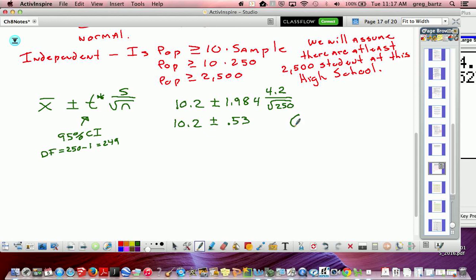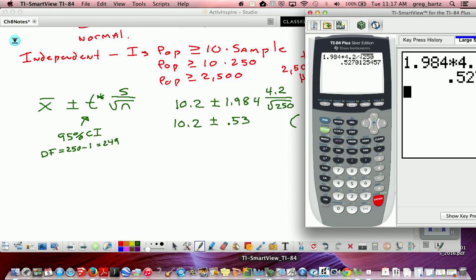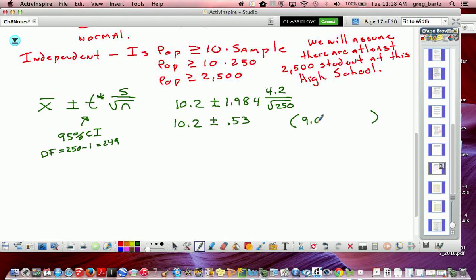So if I add and subtract 0.53, so if I go 10.2 minus 0.53, my lower bound is 9.67. If I add it, my upper bound is 10.73. So I have my interval.